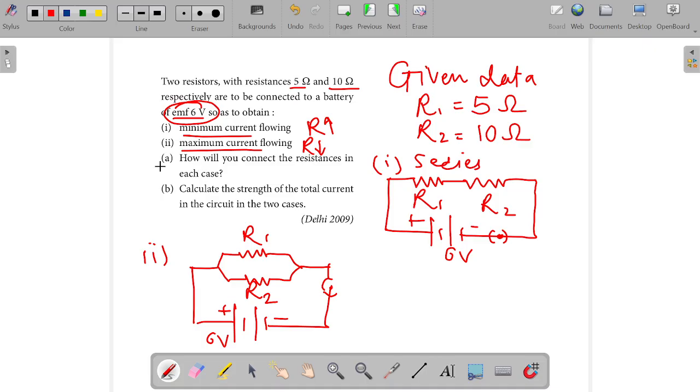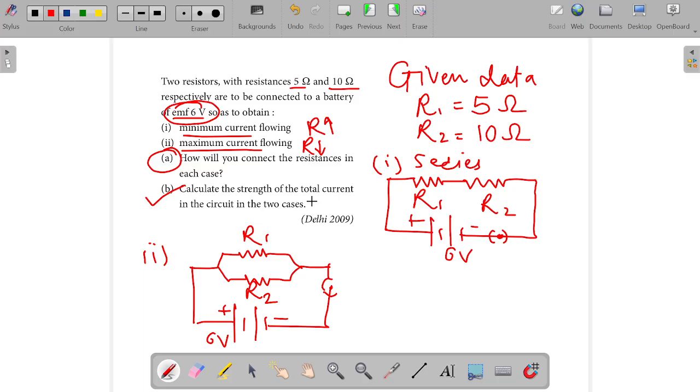So the answer of this A part is basically the diagram itself. The resistors are connected in series to obtain the minimum current, and resistors are connected in parallel to obtain the maximum current. So this is the answer of the first A part. Now let us focus on the B part.